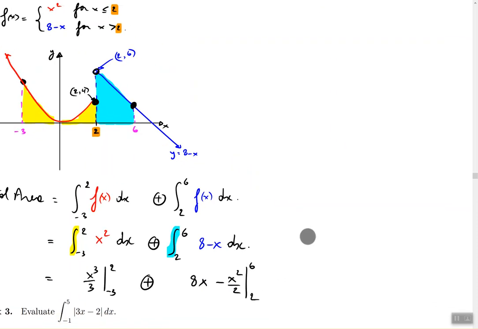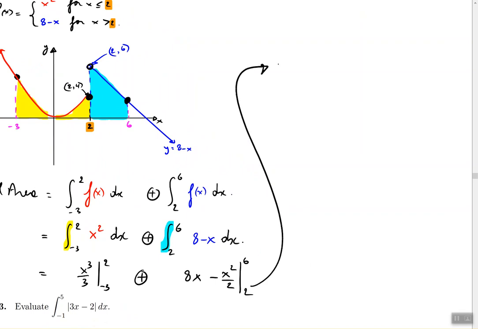So let me finish the problem kind of off to the side here. So the first integral, we plug in the 2, it gets cubed. Then we plug in the -3, it gets cubed. And that's the answer to the yellow integral. So the upper bound goes in first, then the lower bound goes after. So that whole thing gives me the first region. Then there's the plus that was in the middle.